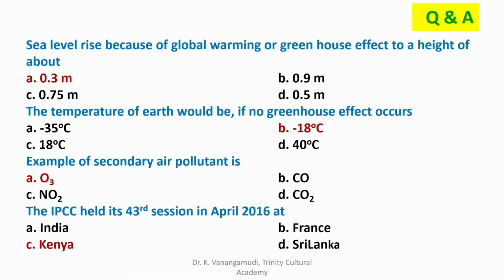Now we discuss questions and answers. Sea level rise because of global warming or greenhouse effect to a height of about, the answer is option A, 0.3 meter. The temperature of the earth would be, if no greenhouse effect occurs, option B is the correct answer, that is minus 18 degrees Celsius. An example of a secondary air pollutant: option A is the correct answer, ozone, O3. The IPCC held its 43rd session in April 2016 at, the correct answer is option C, Kenya.